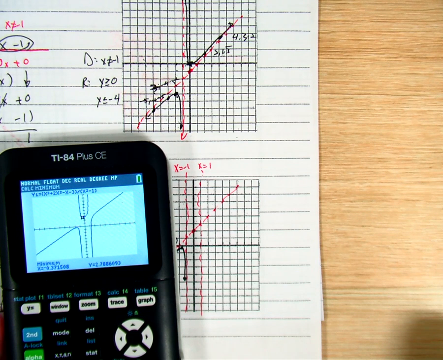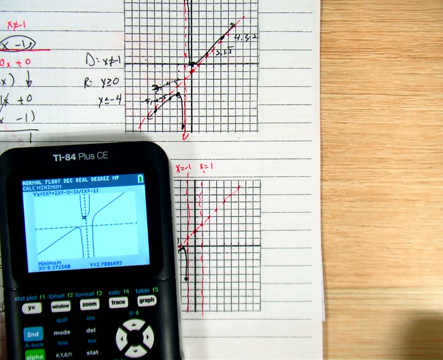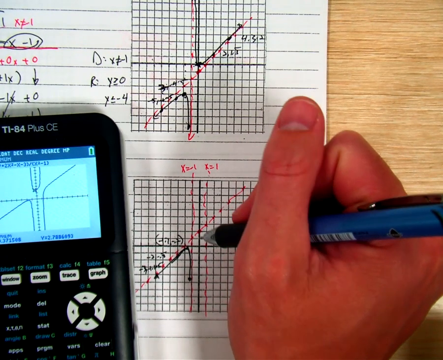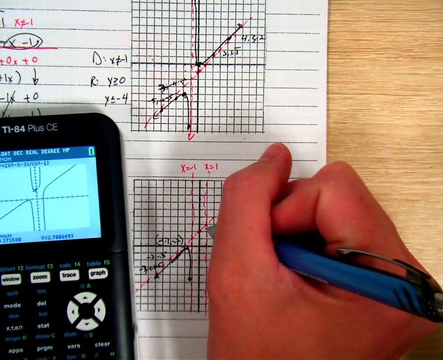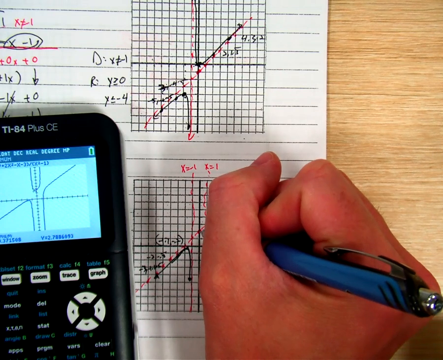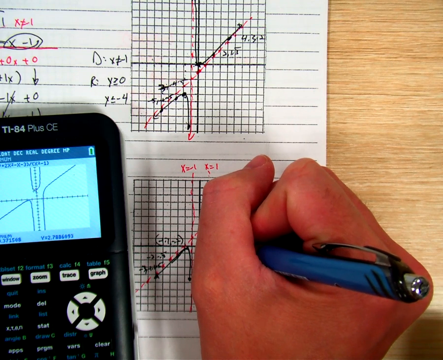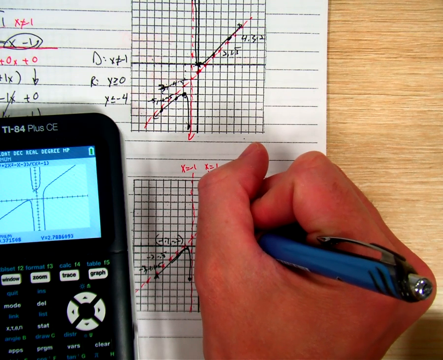Our lowest point there is going to be negative 0.37, negative 0.4, comma, positive 2.8, depending on how close you want to get. If we're just going to go 0.1s on this, negative 0.4, and then 2.8.